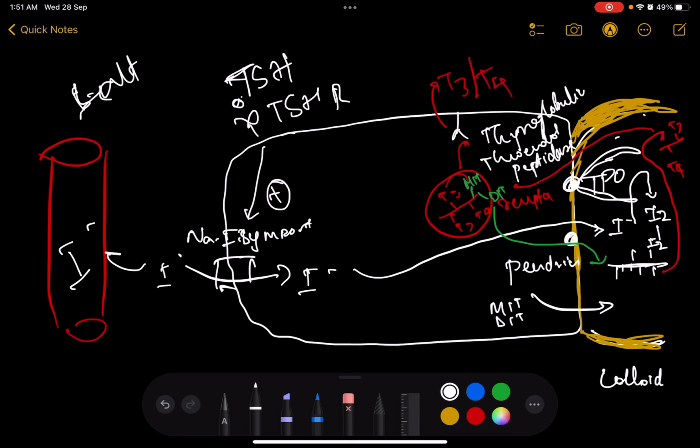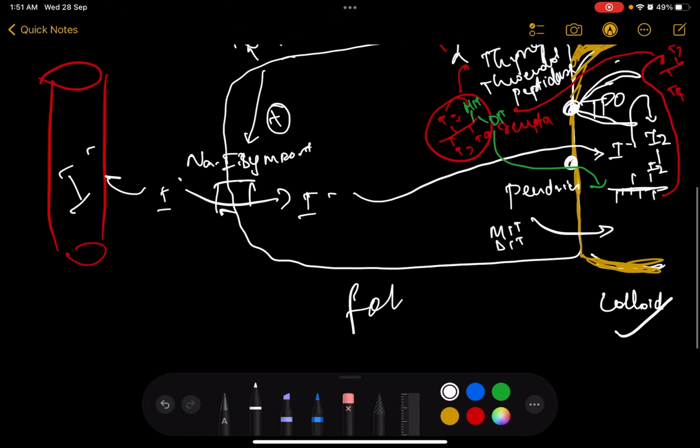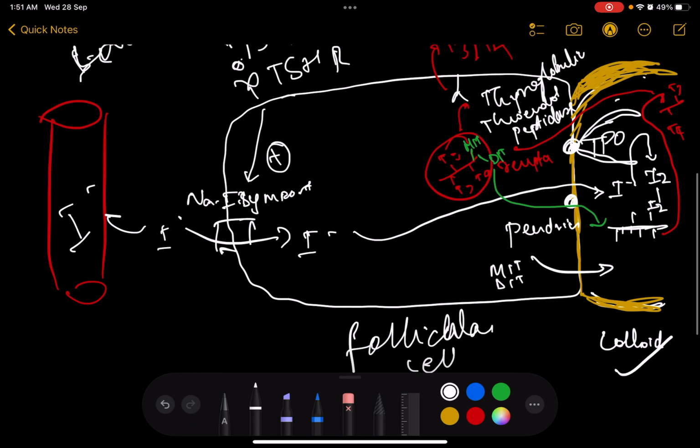Now, once your iodine is inside, there's one very important molecule called pendrin. This pendrin is going to lead to the transport of iodine inside the colloid part. This is the colloid part. This is the thyroid follicle, the follicular cell, if I may. Follicular cell is more appropriate. So the iodine is taken in by the pendrin.